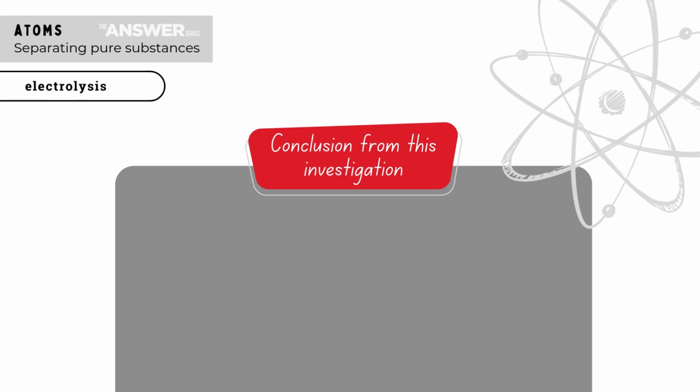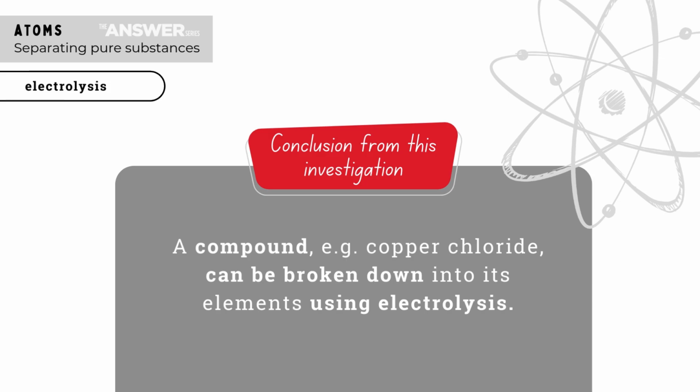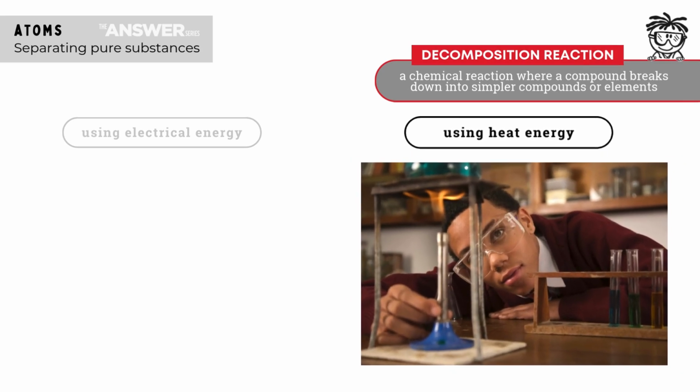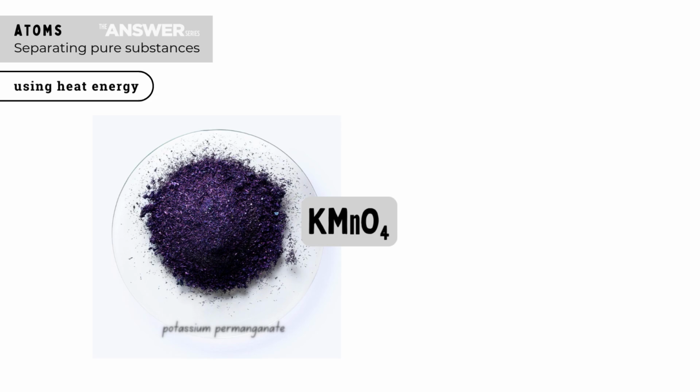So from this investigation, we can conclude that a compound can be broken down into its elements using electrolysis. Now, electrolysis is one method of performing a decomposition reaction. Another method involves adding heat energy. For this investigation, we're going to use potassium permanganate, which comes in beautiful purple crystals, and you can also buy these at your local pharmacy.